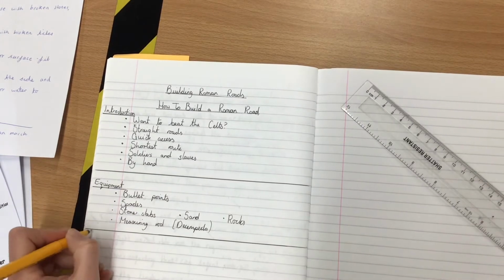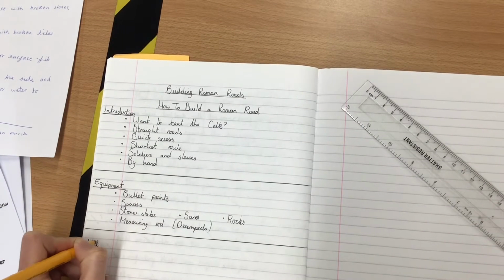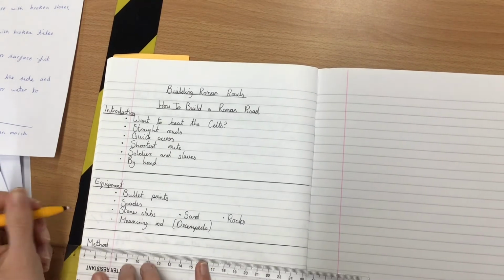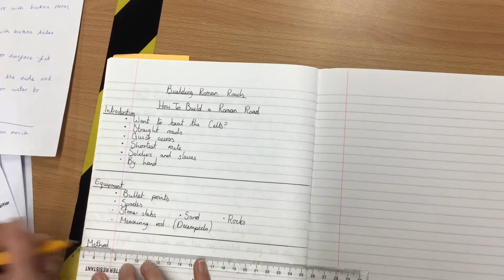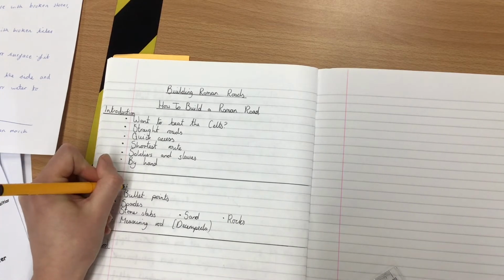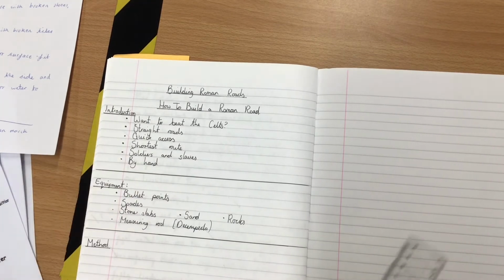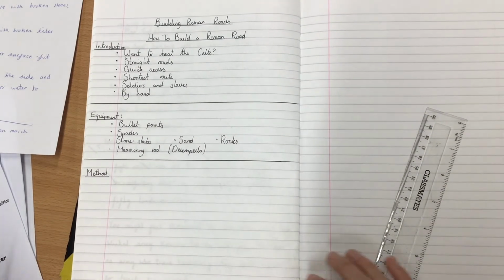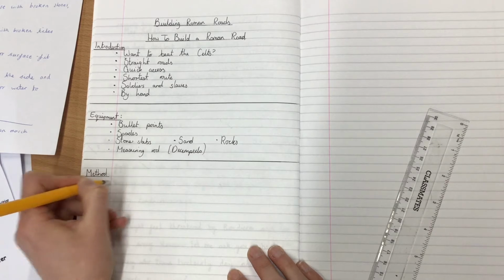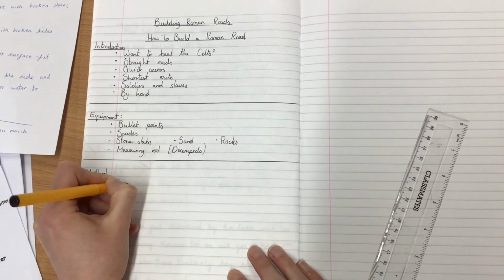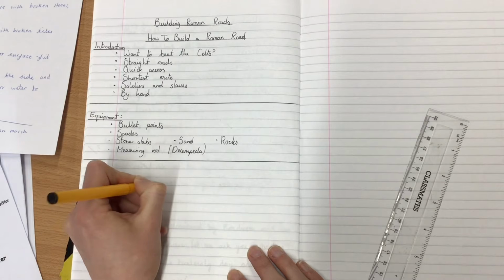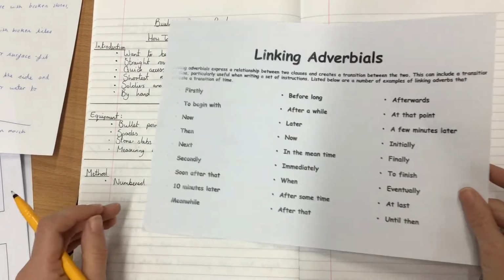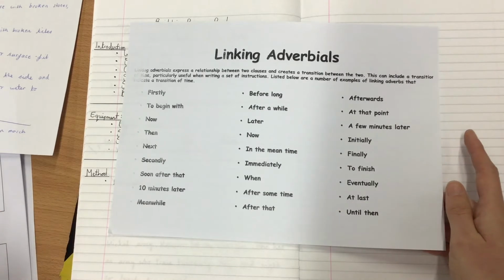So my next section is my method. Capital letter again. Now, I did forget to mention up here, because we're doing the equipment list, because it is a list, we're using bullet points, there's a semicolon up there. Okay, moving it up. So for this section, I'm going to use a numbered list. Okay, something else you're going to use in this section are your linking adverbials.